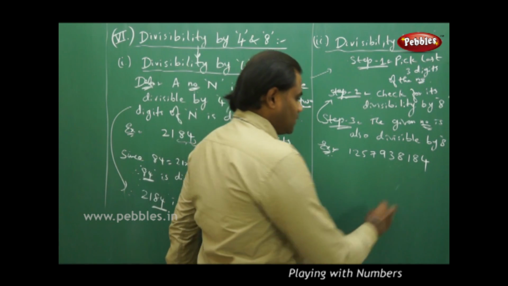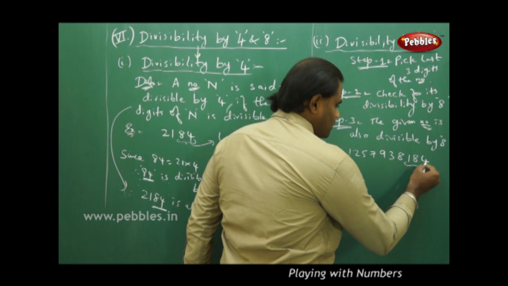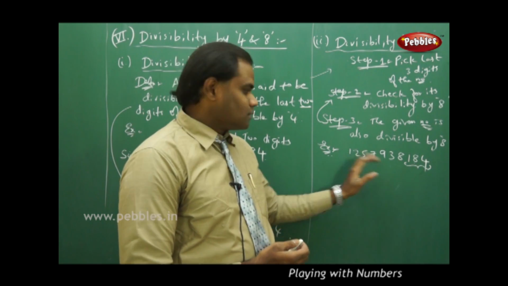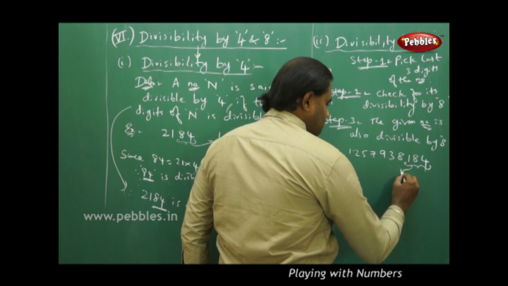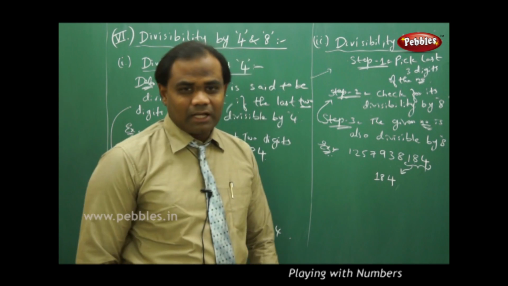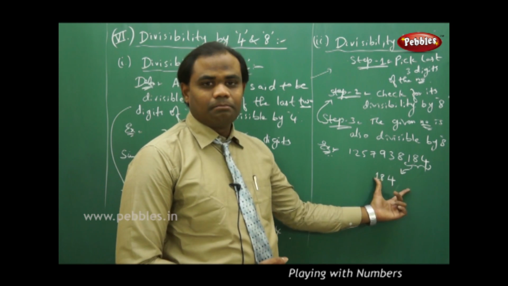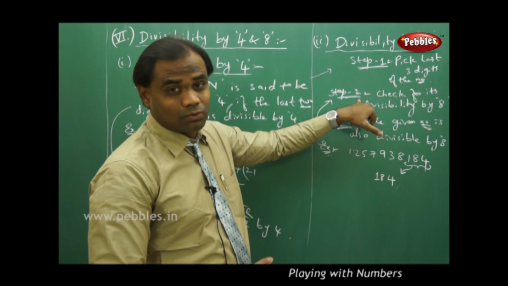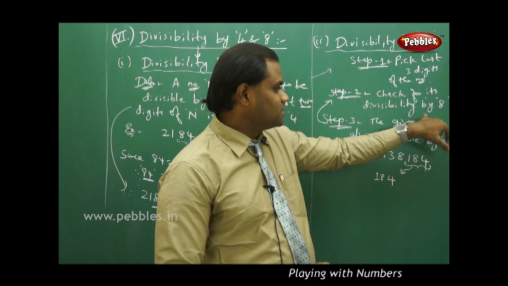So I go with step 1, where I pick the last 3 digits, 1, 2 and 3, coming from the last to the first. When I pick the last 3 digits, the number formed is 184. So this is my last 3-digit number picked, and next I want to go to step 2, which says to check for its divisibility by 8.